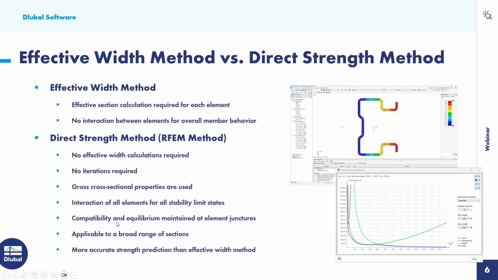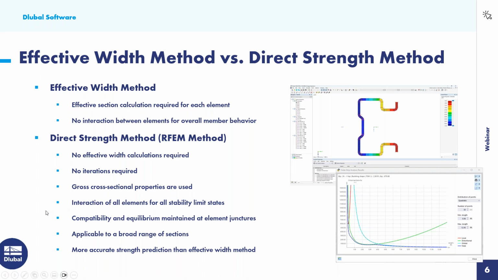We also have compatibility and equilibrium maintained at the element junctures. So where these elements connect is specific to the direct strength method, whereas with the effective width method, we more or less are not accounting for it. Direct strength method is also applicable to a broad range of sections. We might see more limitations when we talk about the effective width method and which cross sections it can be applied to. With the direct strength method, we really do have a lot more freedom to apply this to pretty much any custom cross section as well.